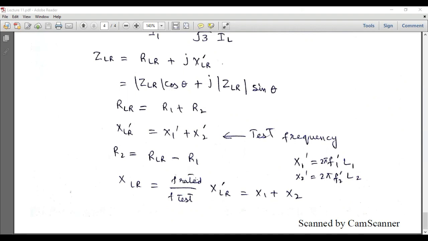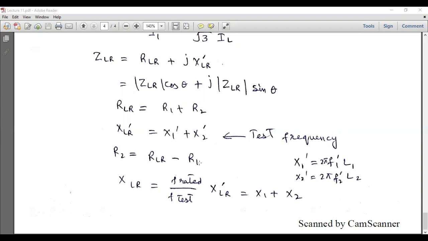And for the rated frequency, for example, our rated frequency is 60 hertz, and we are performing our test at 30 hertz or 35 hertz. These parameters will be different. So first, for example, we have calculated these parameters at 30 hertz. Then these will be the parameters at the test frequency represented by the prime variables. But at the rated frequency, these parameters can be calculated by multiplying XLR prime by the ratio of f rated to the test frequency. And this will also give the sum of the leakage reactance across the stator and the rotor windings.